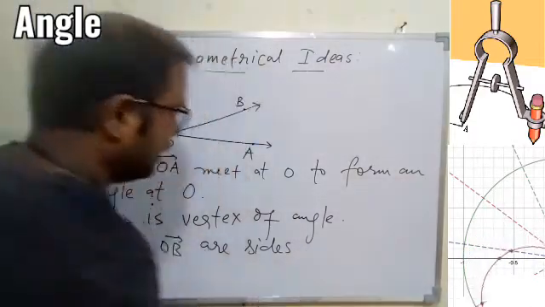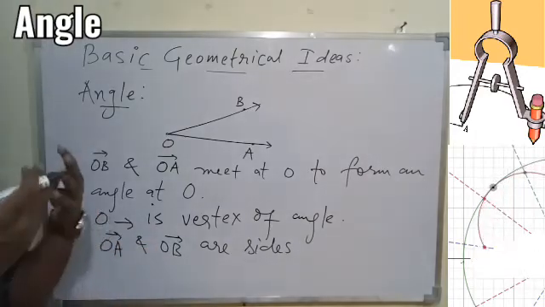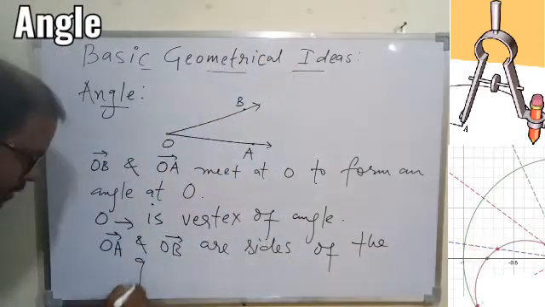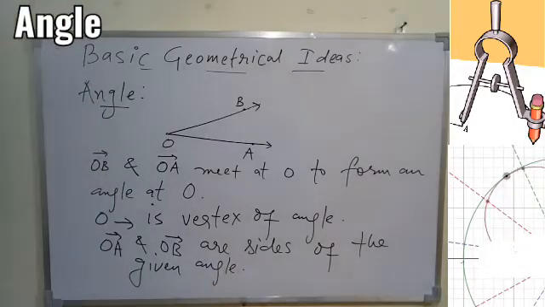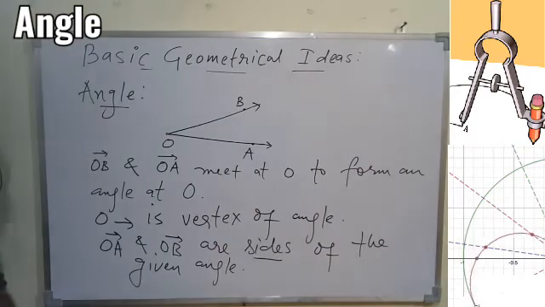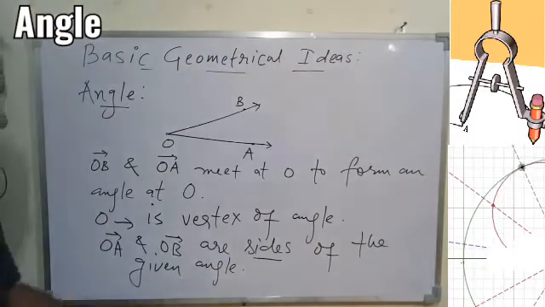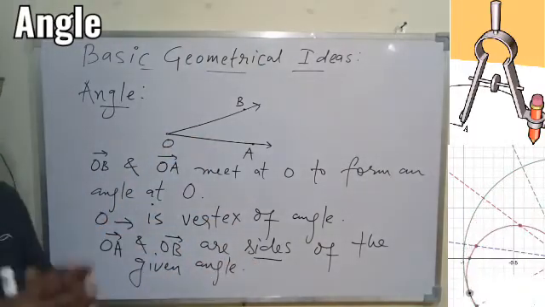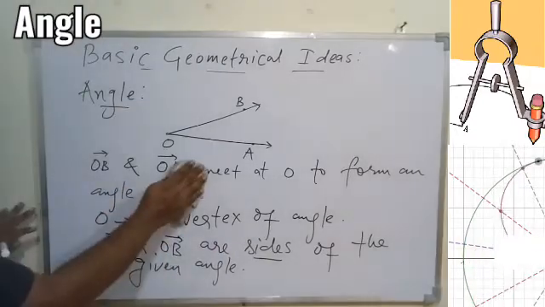Okay, so these can be given the name rays also, but once they form the angle, we can also say these are the different sides of the given angle. So that is another thing that we should remember. Two different rays, once they meet, form the angle. The common point is called the vertex, and the rays which form the angle are also called sides of the given angle. So I hope you understood this much.